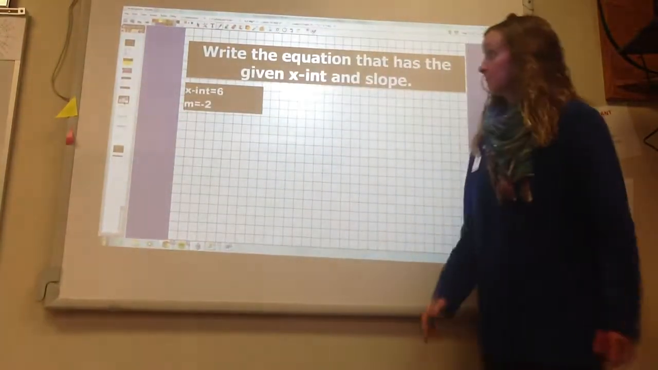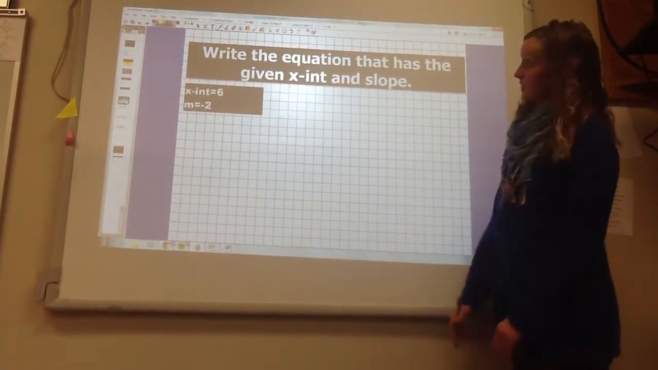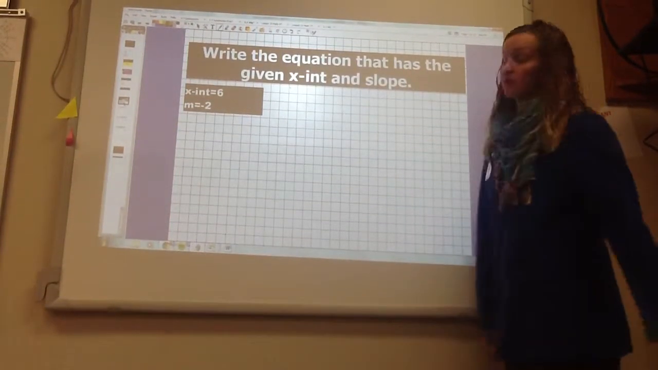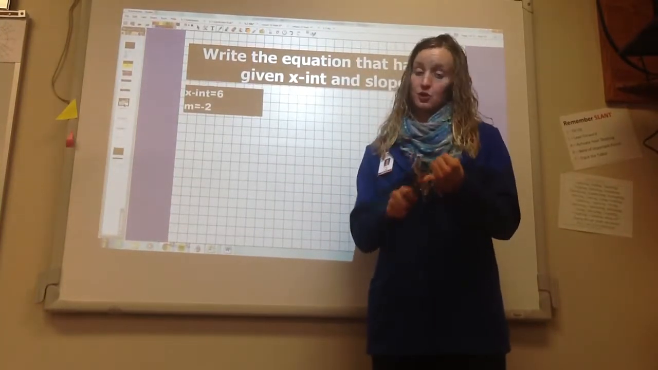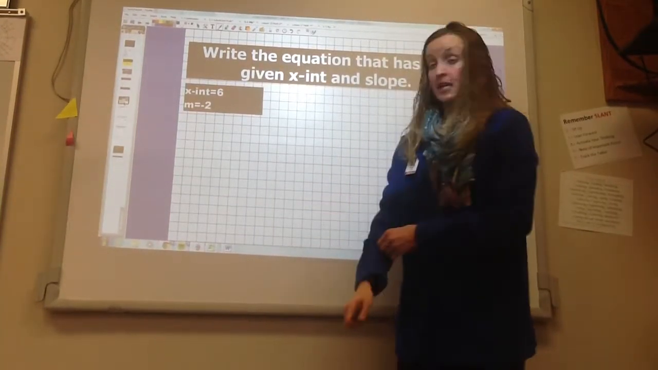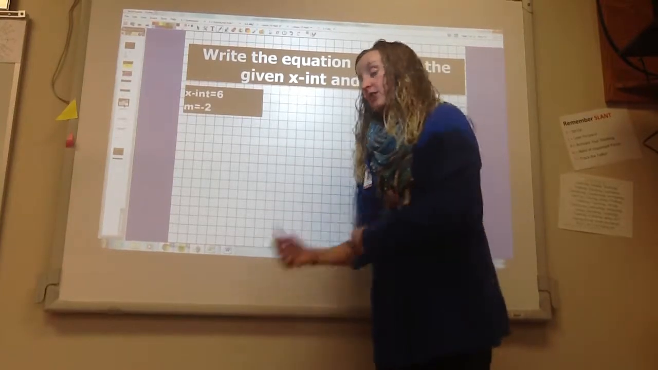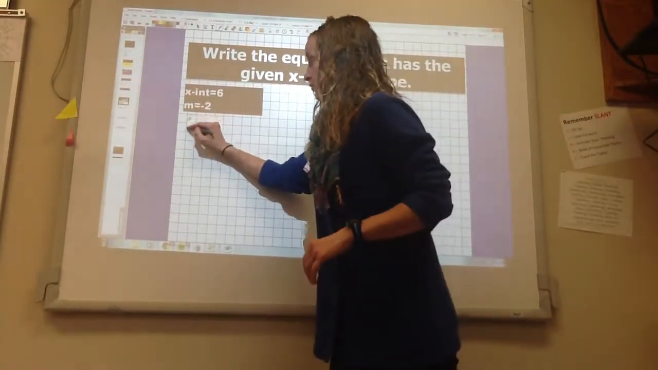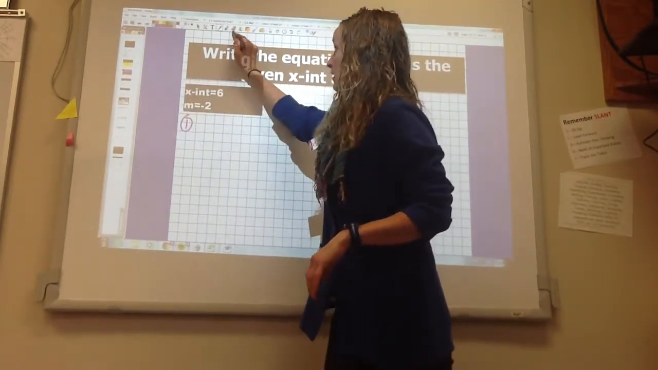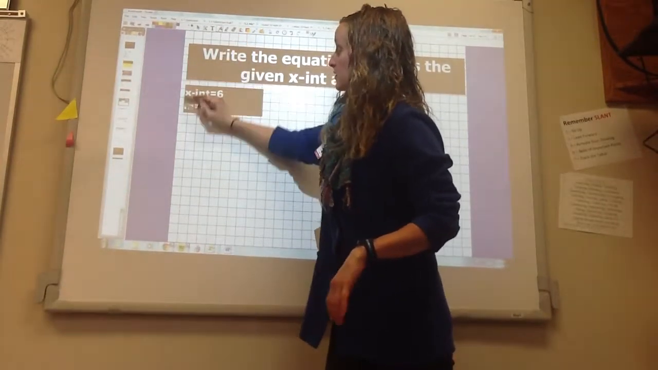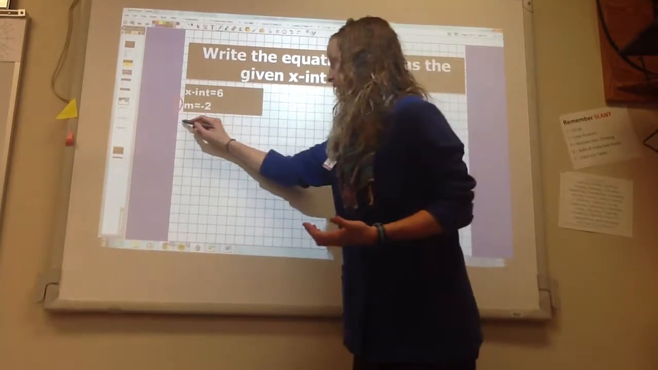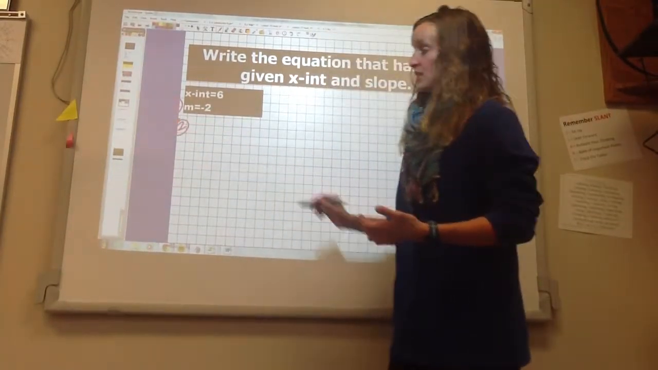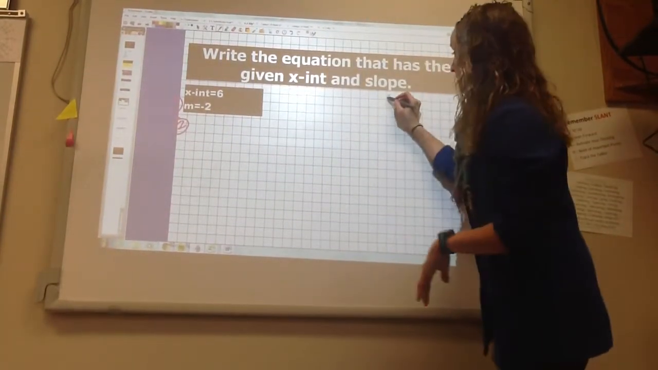Now, it says write the equation that has the given x-intercept and the slope. Now some of you guys are going to freak out because you're like, I don't know a coordinate. We've worked with slopes and I've worked with a coordinate. Well, let's follow the steps and we'll see how easy this actually is. Well, first off, I should just erase that because your first step is to find out the slope. It's given to you. Second step, find your y-intercept. I'm going to explain why this is easy.